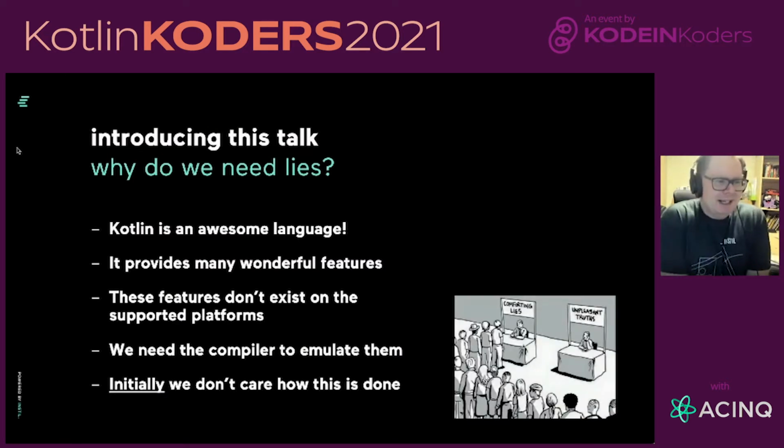So introducing the talk, we're here to talk about lies told by the Kotlin compiler. Why do we need lies? Well, we need lies because Kotlin is an awesome language, as you know. It provides us with many wonderful features, and these features don't exist on the underlying platforms. For example, reified generics don't exist in the JVM and so on. So there are many wonderful features that Kotlin gives us, and we need the compiler to emulate them for us. So the Kotlin compiler pretends that things exist that don't actually do. So the compiler is lying to us.